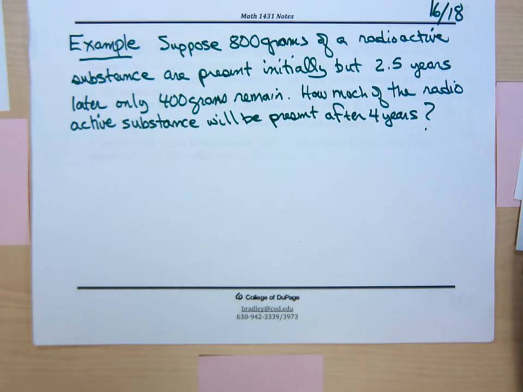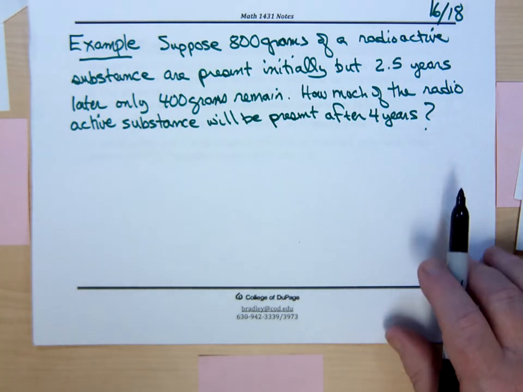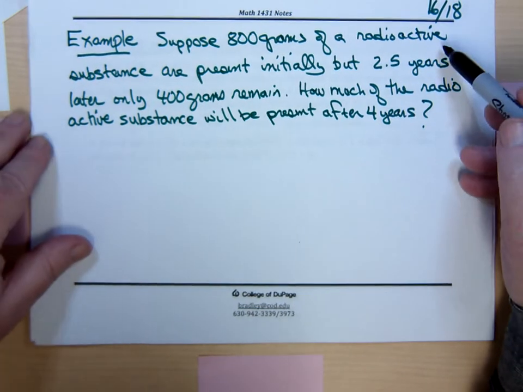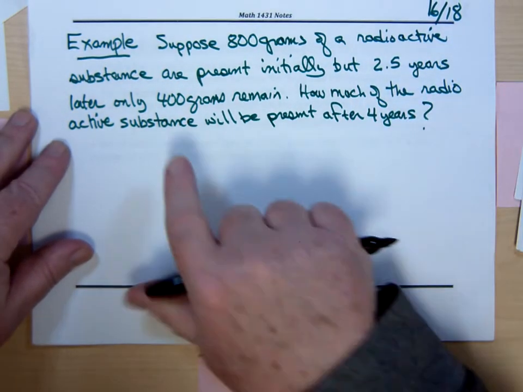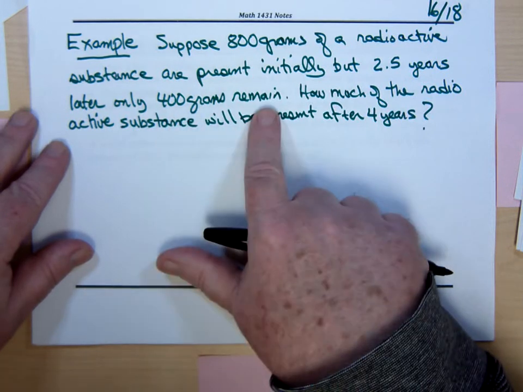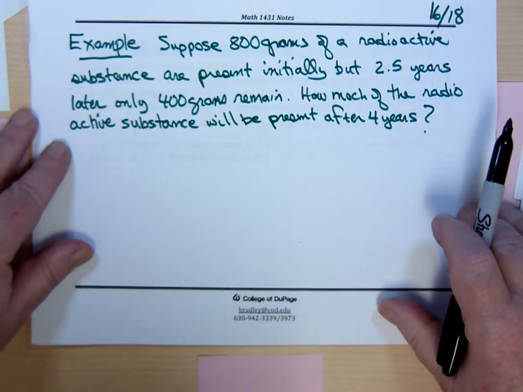This is similar to the example in your book, but like all these examples, it's not exactly the problem in your book. So suppose that 800 grams of a substance are present initially, but 2.5 years later, only 400 grams remain. How much of the radioactive substance will be present after 4 years?